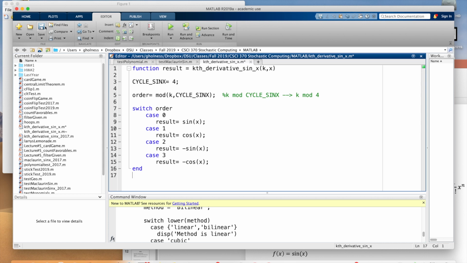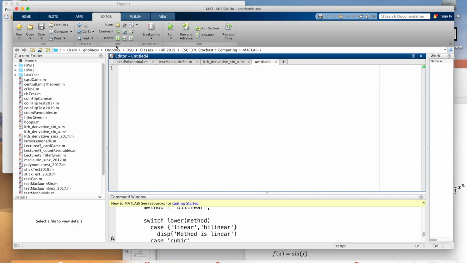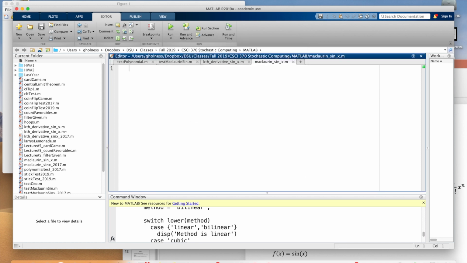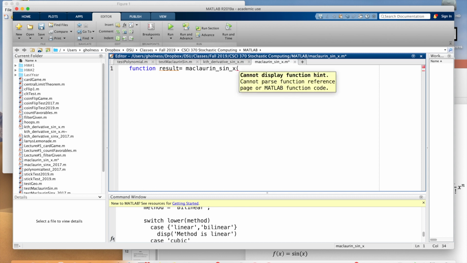Now we want to actually run the Maclaurin series for this. Let me create a new function and let me save. That's going to be Maclaurin of sine x, and that's going to be a function. So I'm going to say function result equals Maclaurin of sine x. And that's going to take a couple things.